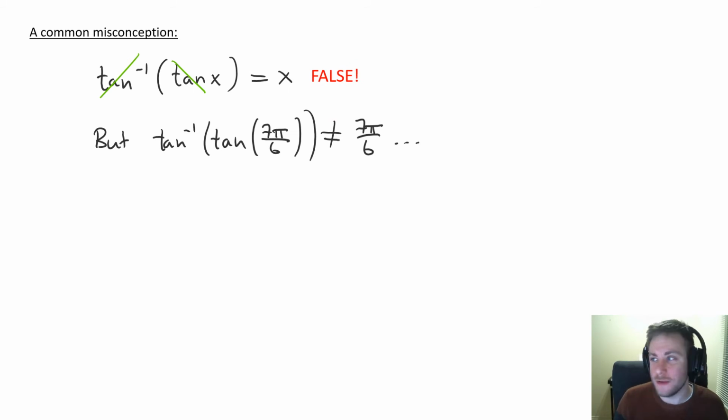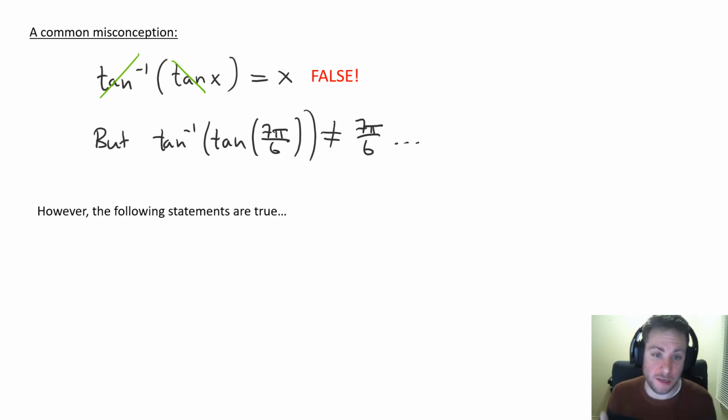So in fact, the statement written there is technically false, but when we think about why it's false, it's because, as I just said, tan inverse is only capable of returning angles which are between minus pi over 2 and pi over 2.